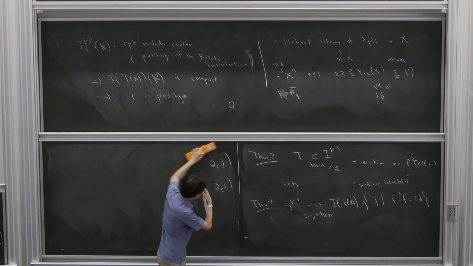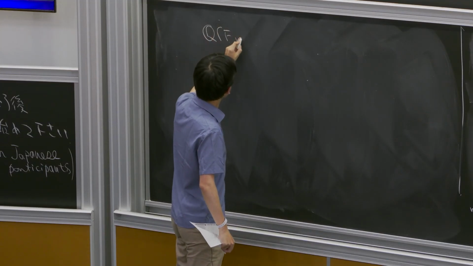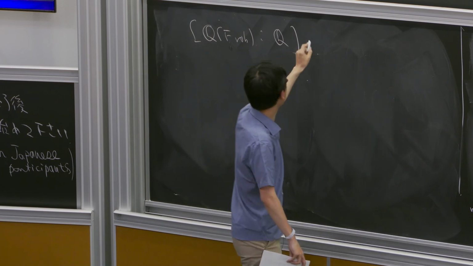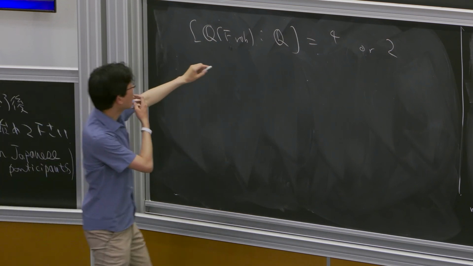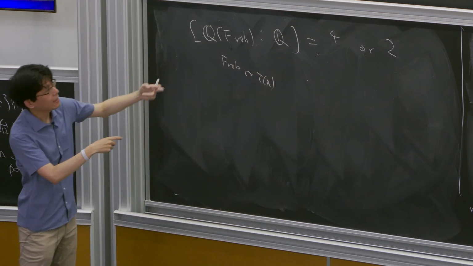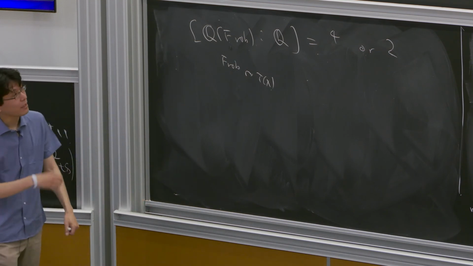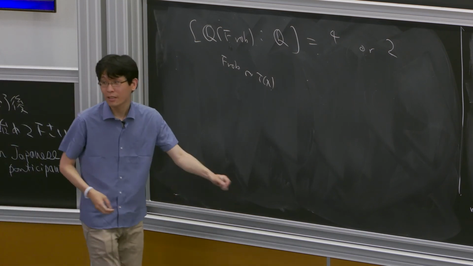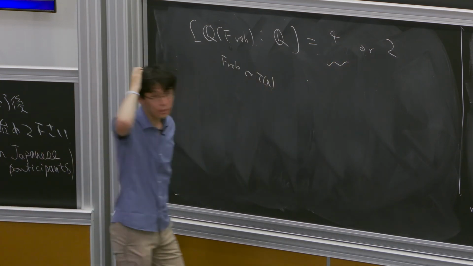And in such cases, the field generated by Frobenius, so this is a CM field generated by Frobenius, has degree 4 or 2, right? I mean, I'm talking about Frobenius acting on Tx, and the size of Tx is 4 or 2. Or 0, actually. In the supersingular case, there is no transcendental part, and everything is algebraic. Anyway, let me only consider this case.